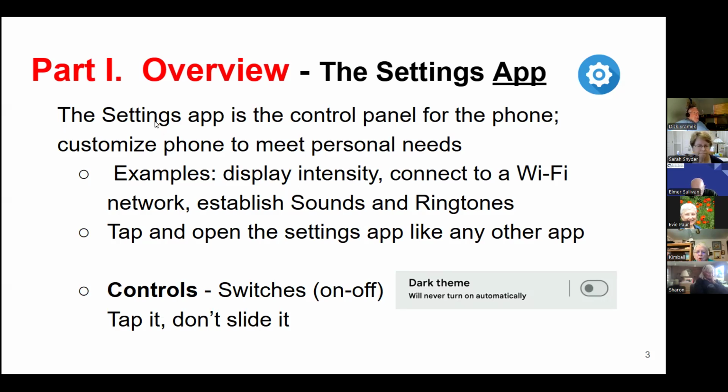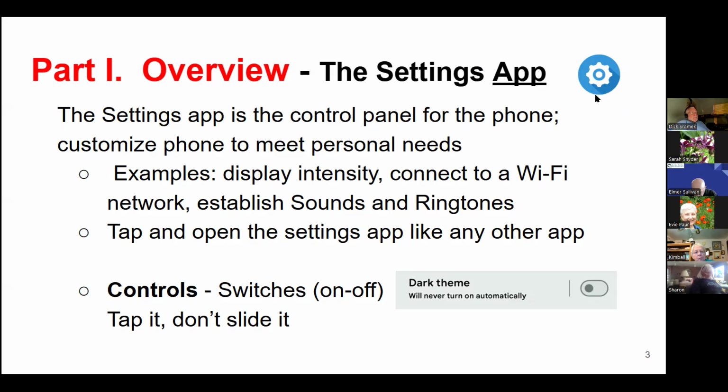So as I said, settings is an app. It's the control panel for your phone. It's how you personalize your phone. Examples are display intensity, the brightness, how to connect your smartphone, your handheld computer, to a Wi-Fi network, how to control your sounds and ringtones, and lots of other things to make it a personal device. So settings has this little icon, the universal icon for settings, a gear wheel.